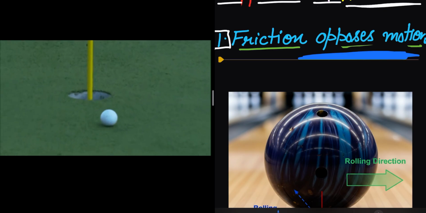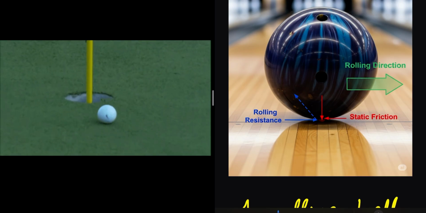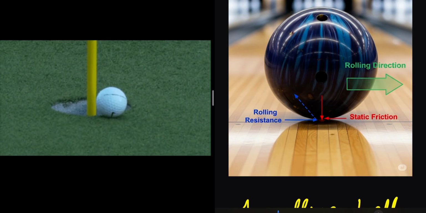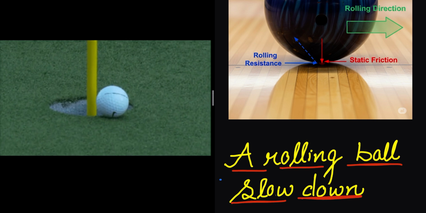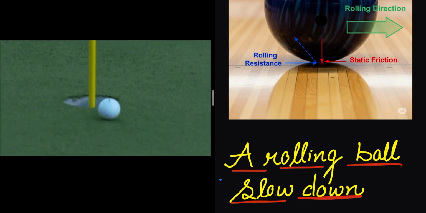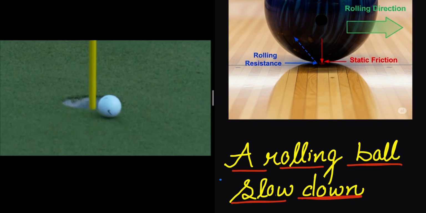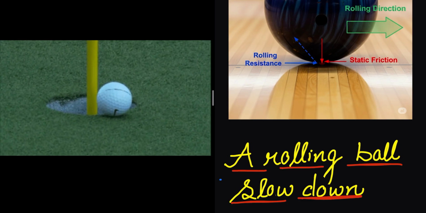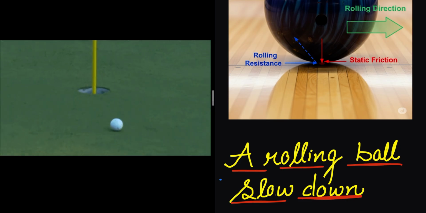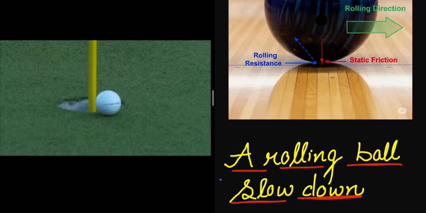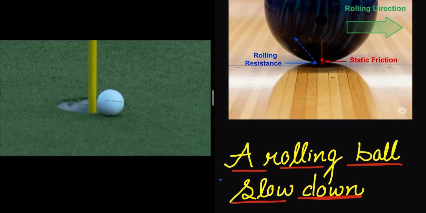Let's understand this concept with the help of real life examples. Let's take this first example. You can see in this video also, students, the ball which is rolling on a ground. What we observe, a ball rolling on a ground slows down after covering a certain distance. So what is the reason why it slows down? There must be a force acting on that ball which tries to stop the motion of that ball. What do we call that force? Frictional force. So here the answer is friction. That friction is responsible to stop the motion of the ball.